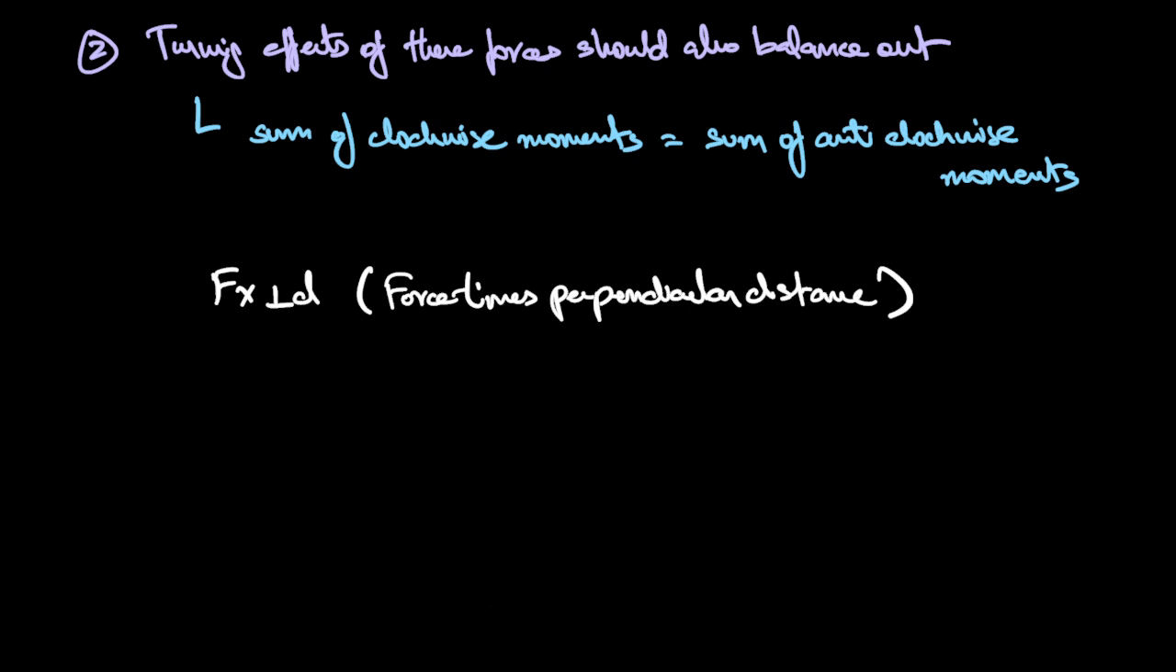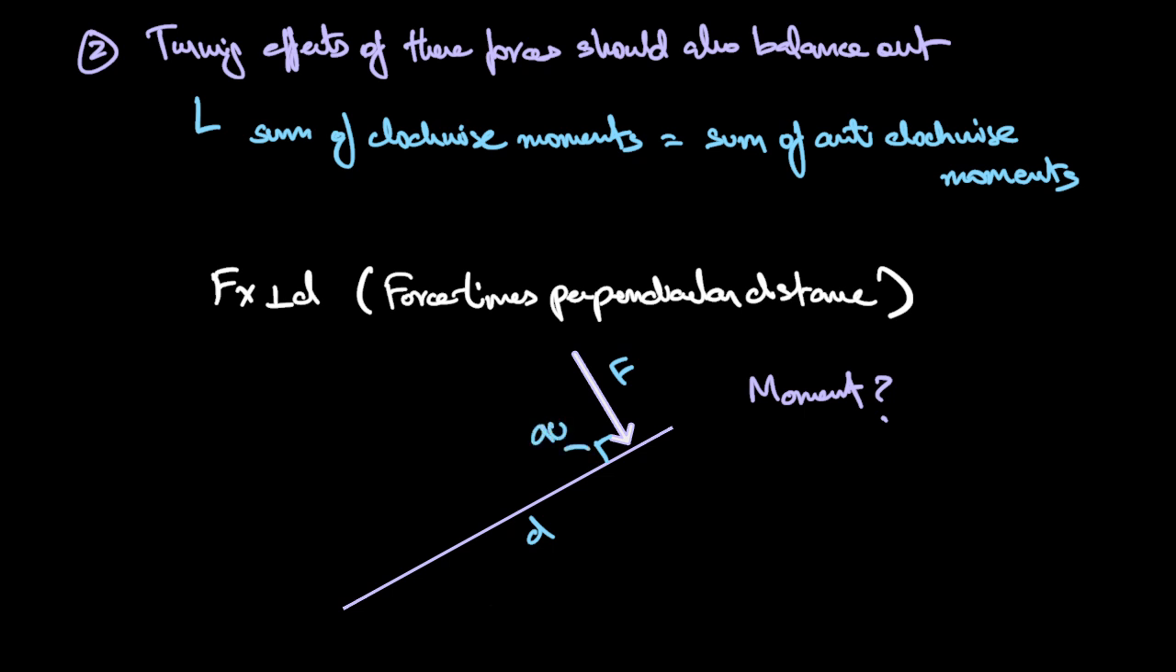So let's say you have this rod tilted at an angle, and there's a force acting on it. This force is acting downwards at some angle, and you need to find the moment or turning effect. Now in this case it's very simple. Since this is your distance d, this is your force F, and these two are already perpendicular. This is 90 degrees. So your moment would just be F times d.